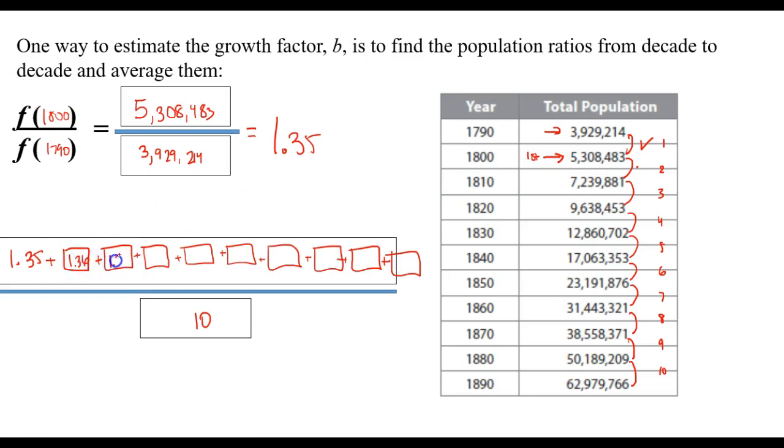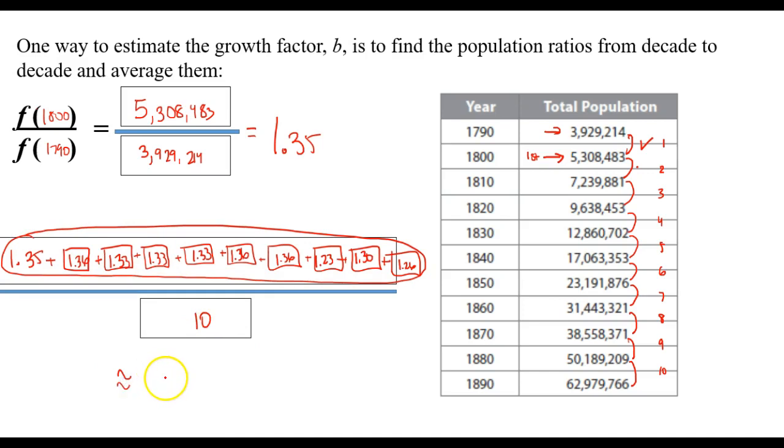So if you did all 10, that would be about 1.36, 1.33, 1.33, another 1.33, 1.36, 1.36, 1.23, 1.30, and about 1.26. So we're going to add up all these values and find the average, which means we add all those up and divide by 10. So go ahead and try that out right now. And you should have found that that would be a b value of 1.32.